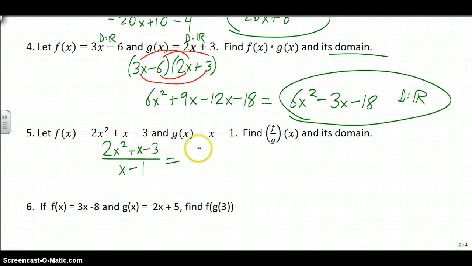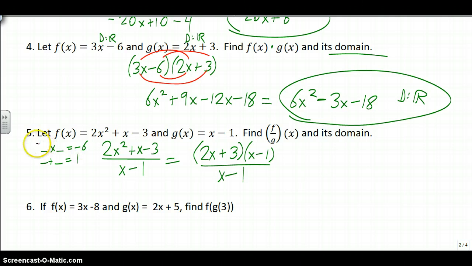Let's see, that would be, oh gosh, 2x plus 3 and x minus 1. Of course, if you're not sure how to factor, you could always see what multiplies to negative 6, right? And adds up to 1. That would be, what, negative 2 and 3. Split up that middle term and then factor by grouping, right? Anyway, you get this. What cancels? Well, the x minus 1's cancel. So your answer is 2x plus 3.